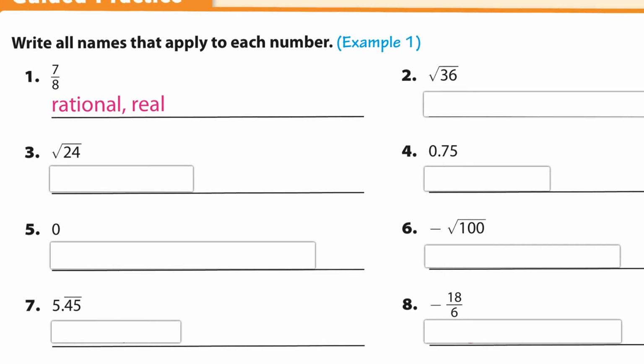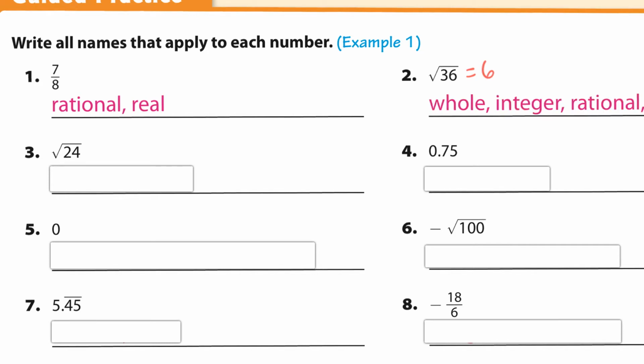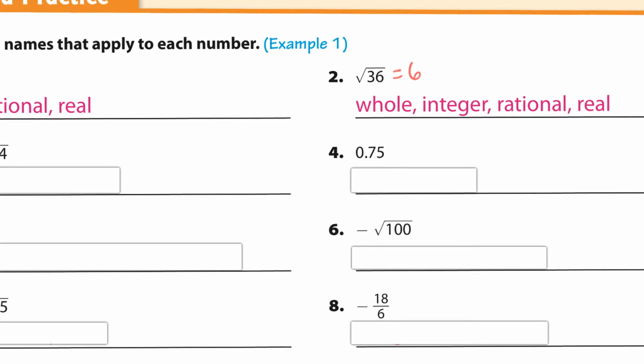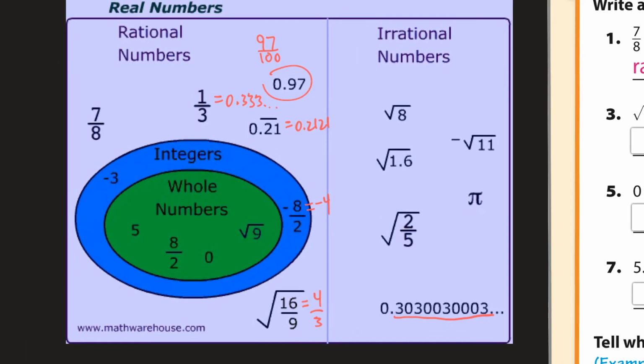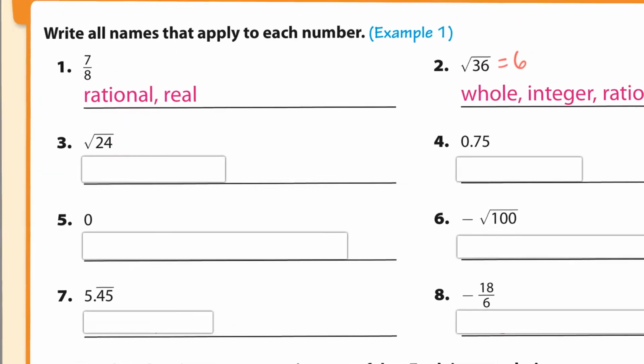Okay, number 2, the square root of 36. Well, I know that the square root of 36 is equal to 6, because 6 times 6 is 36. And so 6 is an integer. And in fact, it's a whole number. And if it's a whole number, then it's everything else. See, this is a pretty good chart here, because if it's a whole number, then it also is inside of the integers, which is inside of the rational numbers, which is inside of the real numbers. So if it's a whole number, it's everything. That's why I got that going there.